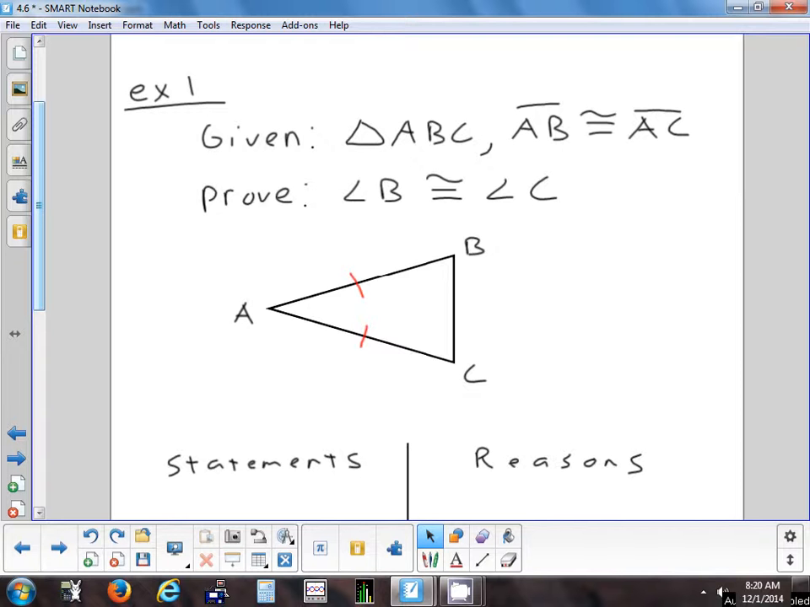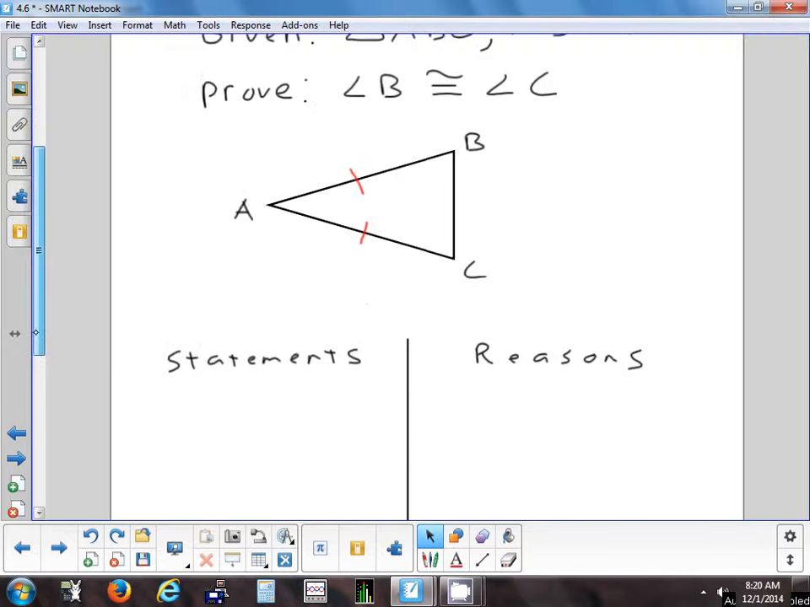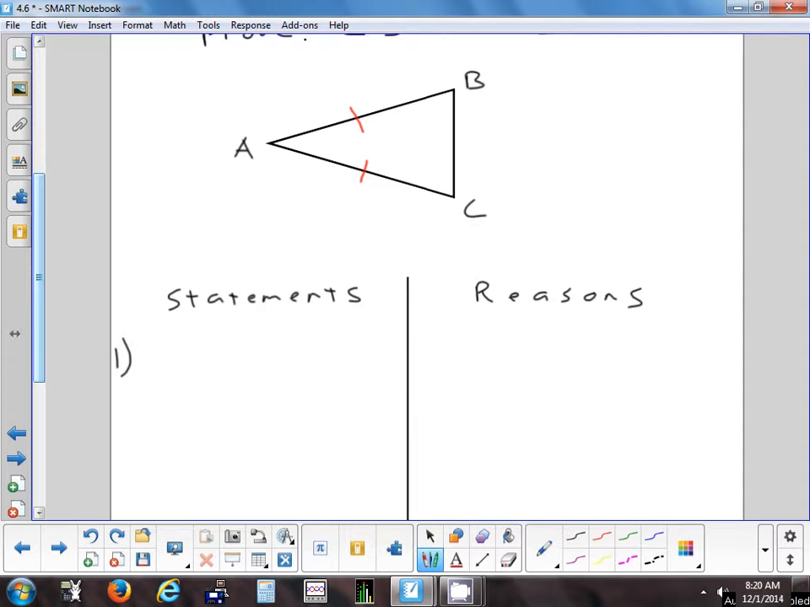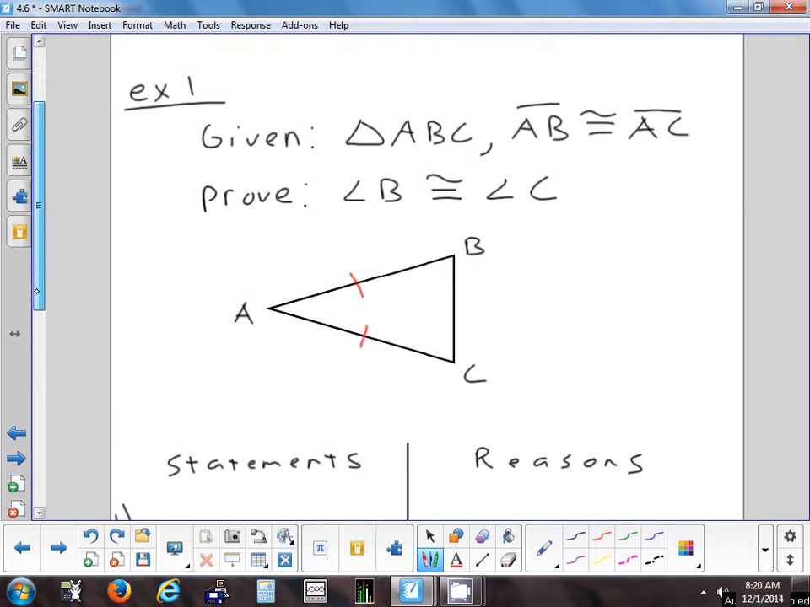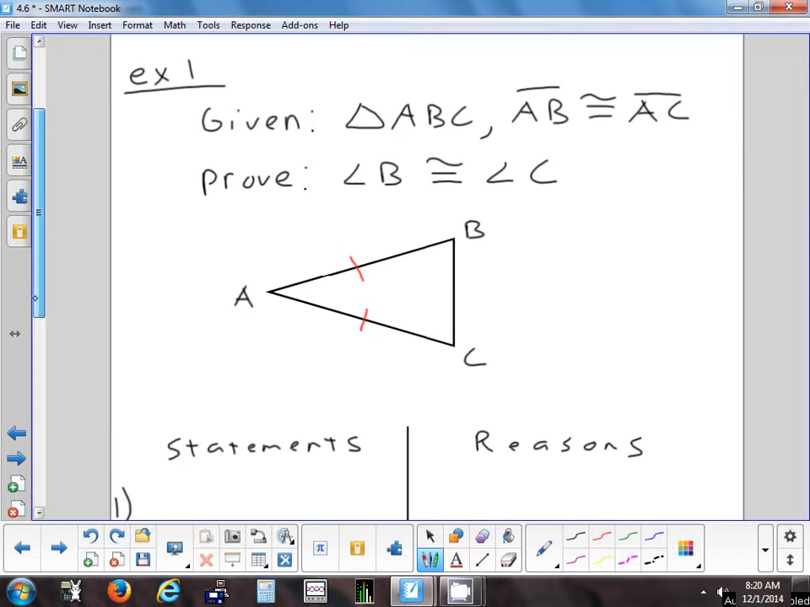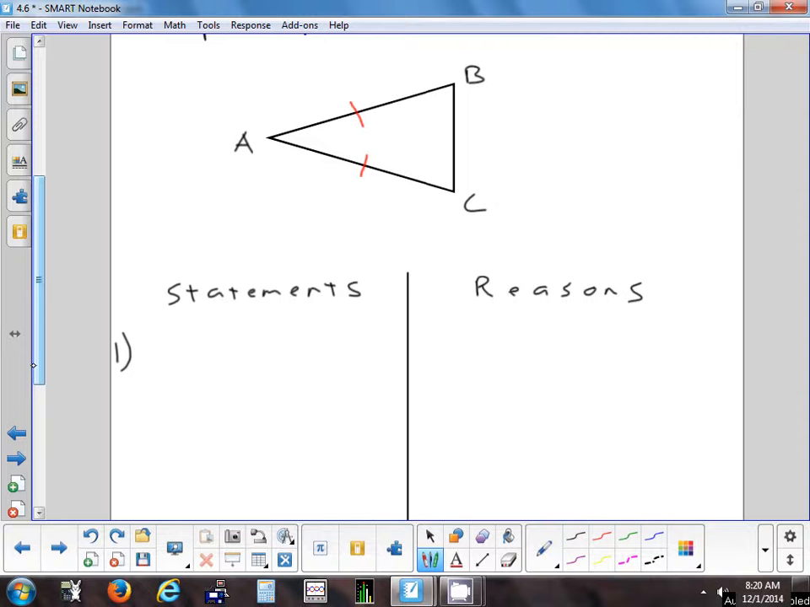Okay? Or you could write down the given first, either way. Since we've normally done the given, let's write the given, then we'll write what Marquise just said. AB is congruent to AC. That's given.